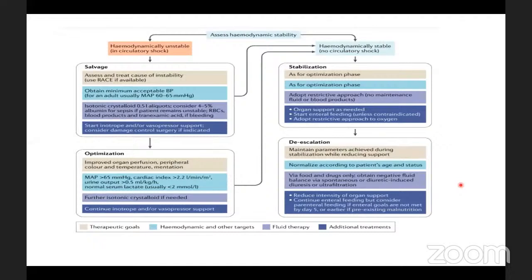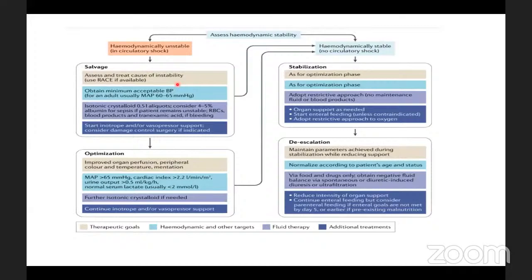So the Acute Dialysis Quality Initiative came up with a different model of approaching a patient. They coined SOSD, whereby you're going to be having goals in each of these steps. After assessing hemodynamic stability of a patient, so the patient is actually in circulatory shock, you want to assess and treat the cause of instability. So you're going to do RACE, which stands for Rapid Assessment Cardiac Echo. So you want to see the status of your patient by using cardiac echo. You target a MAP of about 60 to 65.